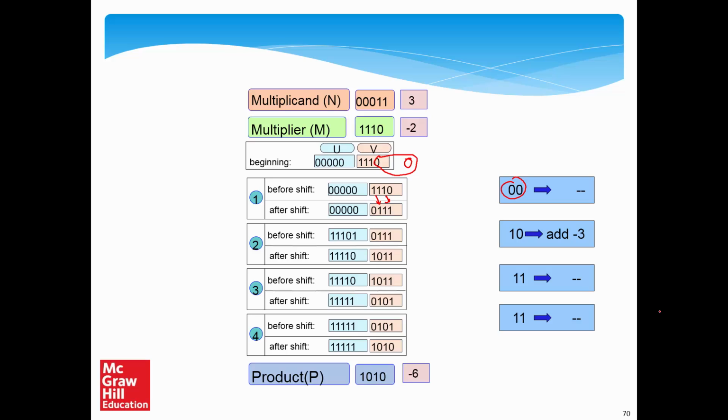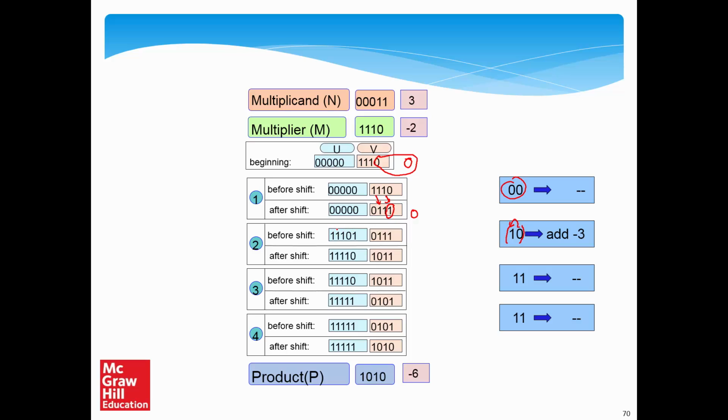Subsequently, we need to take a look at the least significant bit of V, which is the current bit 1, and the previous bit is 0. So our current bit previous bit pair is 1 0, which means that there is a transition from 0 to 1. So given a transition, what we need to do is subtract the multiplicand, in this case add -3.